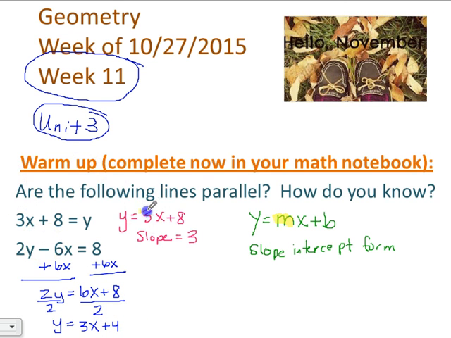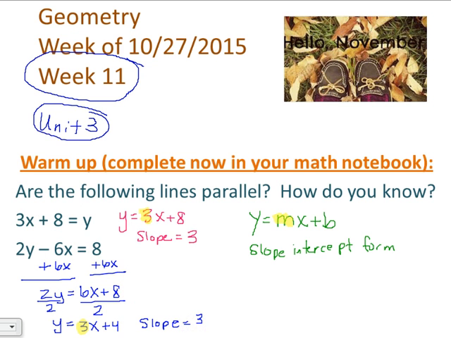So up here, our slope was 3 because it was being multiplied by x. What is the slope in our new equation that we just solved for y to get in slope-intercept form? Remember, the slope is always the number being multiplied by x, so the slope would be 3. So our slope would be equal to 3.